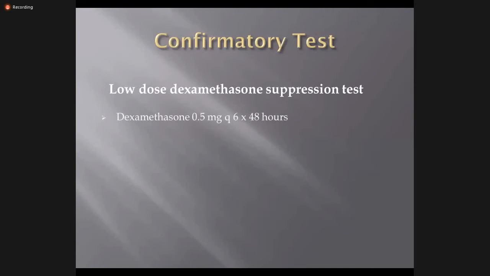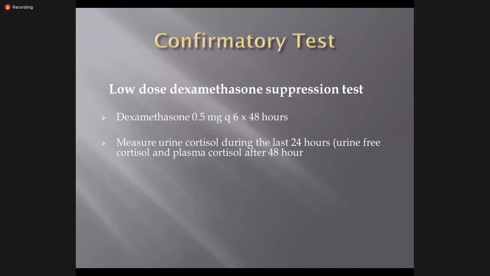Now the confirmatory test, very important. After the screening test, we go to the confirmatory test. Low dose dexamethasone suppression test. How is it performed? Dexamethasone 0.5 milligram 6 hourly for 48 hours. That is, 48 hours prior to taking the sample, for 2 days, we give dexamethasone 0.5 milligram 6 hourly. Then measure the urinary cortisol during the last 24 hours, the second day, or plasma cortisol after 48 hours.